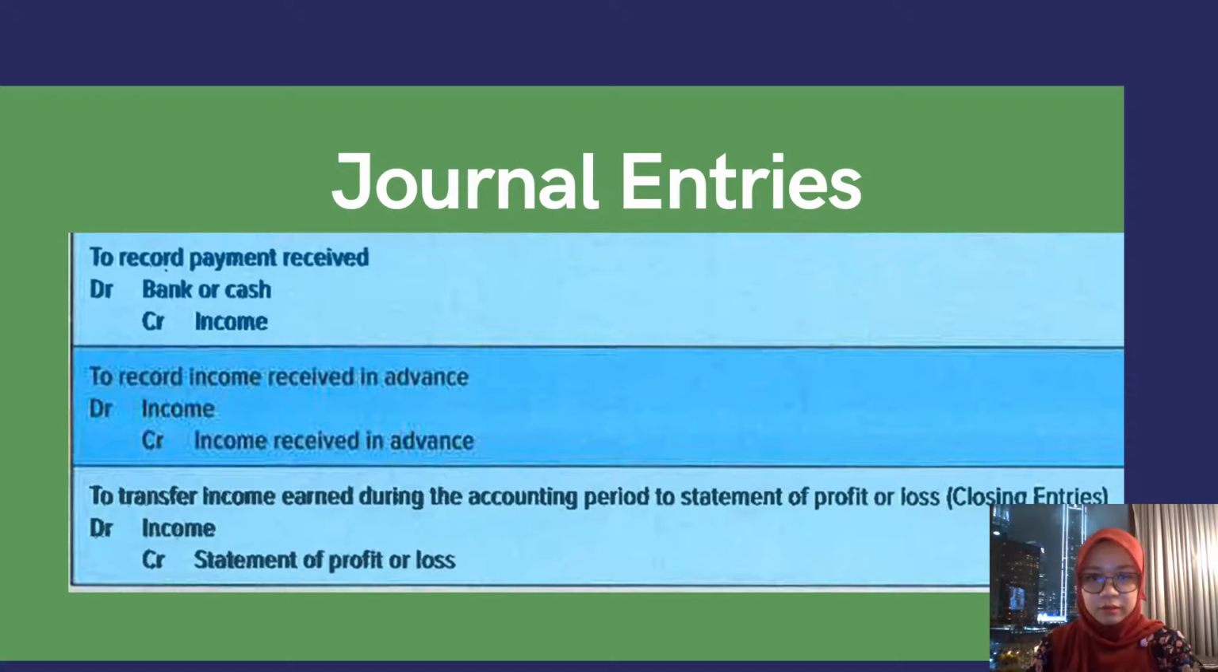Okay, so how to record an income? We have three steps. First, we have to record the payment received as usual: debit bank or cash if we receive a cheque, and then credit the income. Then we have to record the income received in advance. We have to take out the portion in advance from the income ledger, and then credit income received in advance, and we will treat it as current liability, to be transferred to the statement of financial position.